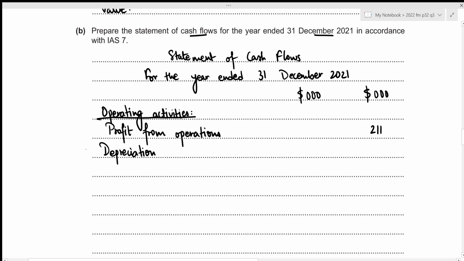The reason for doing this is that profit from operations also includes our non-cash expenses. So while figuring out the profit from operations, we subtracted the depreciation, right? But currently we're talking about the statement of cash flows, which means that we do not need to include all of these non-cash expenses. And in order to reverse this effect, we just add the same amount of depreciation as an adjustment.